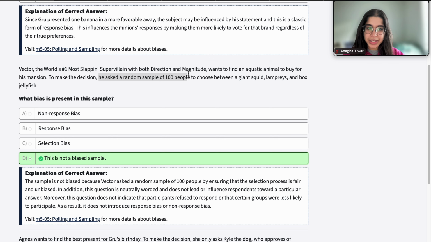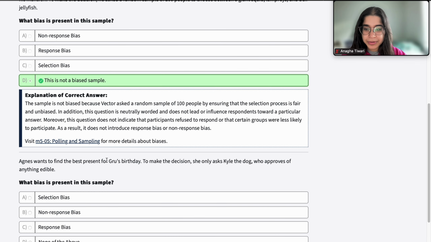You're selecting a sample that is representative of your population because there is randomization involved. So this is actually not a biased sample.